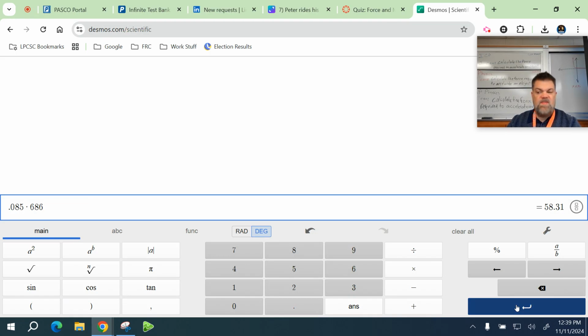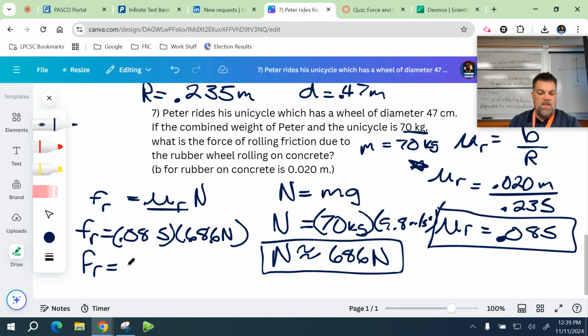So it's about 58.3. Textbook says 58.4, and that's just because of rounding. I rounded that one number. So it's 58.3, but they rounded it somewhere in their calculations. They probably used 10 instead of 9.8 or something. I'm not quite sure. So the textbook says it's about 58.4, and that's okay. That's one of the options on the multiple choice.